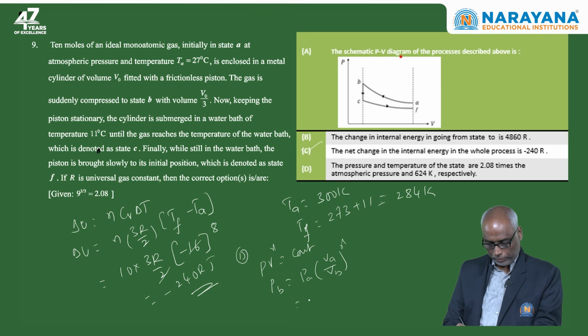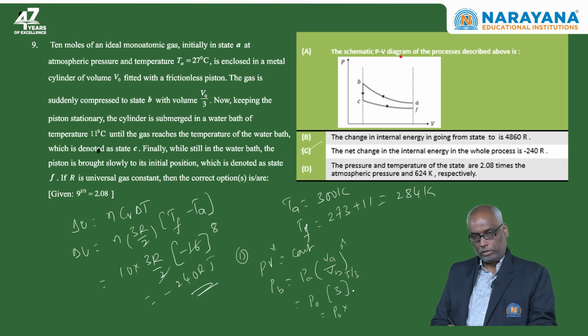That becomes PA into 3 to the power of, the value of gamma we got as 5 divided by 3. So, this becomes P naught into 3 to the power of 5 by 3, which can be written as 3 into 3 to the power of 2 by 3, that becomes 3 into 2.08.